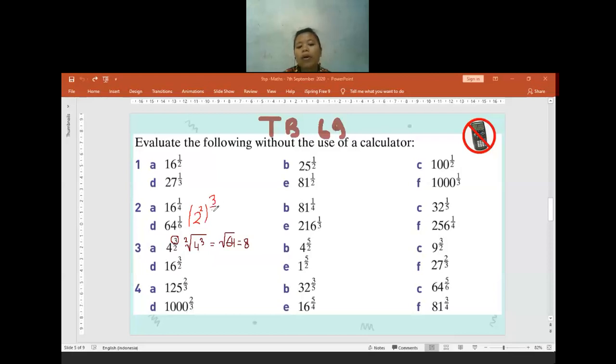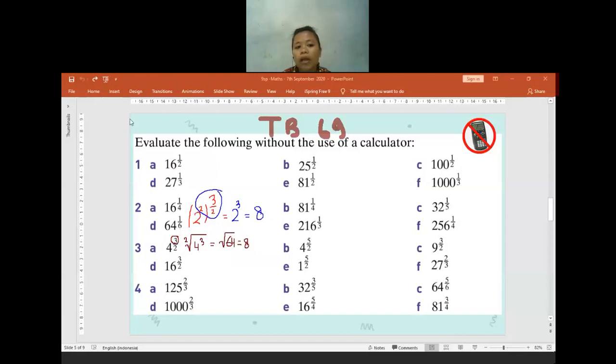As you remember, when power meets power, we do times. So we will multiply the powers: 2 times 3 per 2. In here, the answer will be 3. So the final answer, we can write it as 2 to the power of 3. 2 to the power of 3 equals 8. So either one is okay.